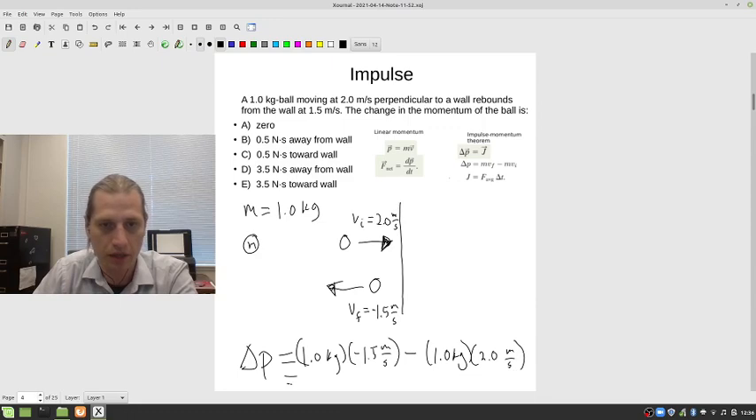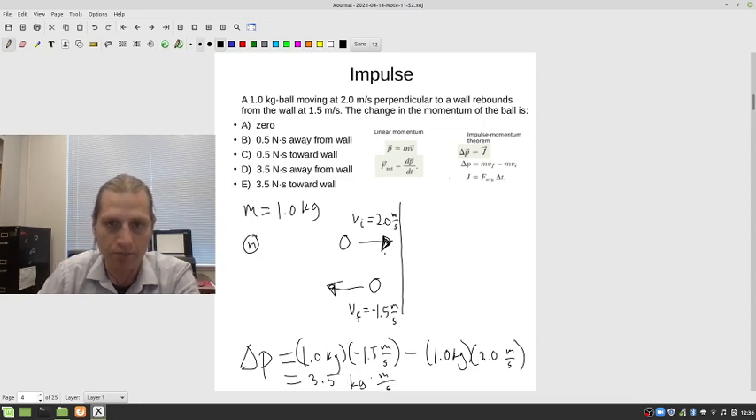Okay, so this would be 3.5 kilograms times meters per second. And it would be pointing in the negative. I should have a negative on there. And that just means that it's pointing away from the wall.